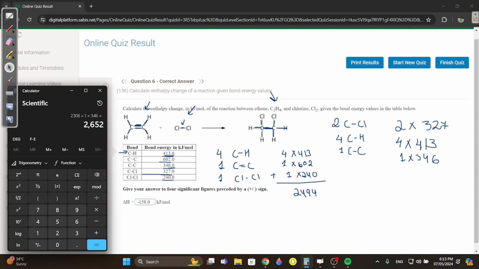346, 2652. And then we said for bonds, you subtract the initial minus the final. So it would be 2494 minus 2652.